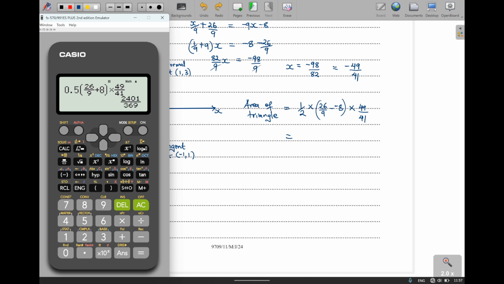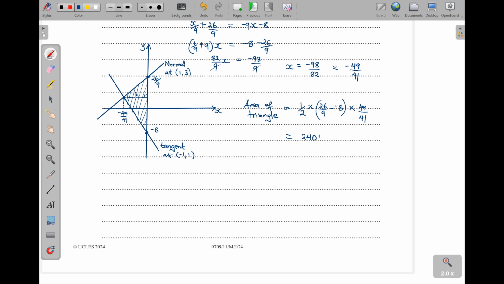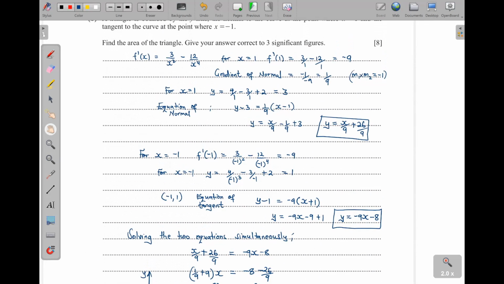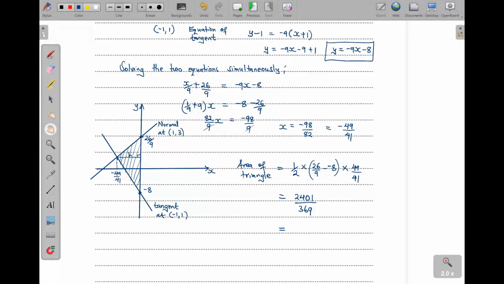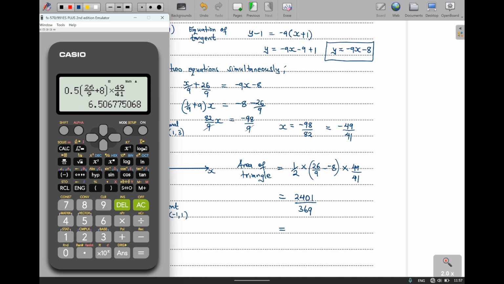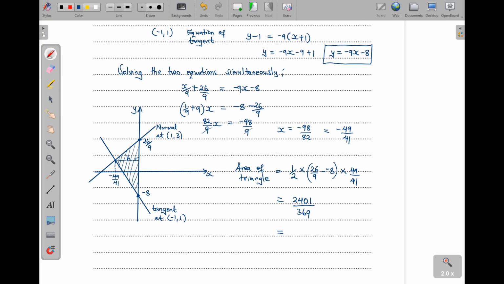Okay, we have 2401 out of 369. Then since they told us to give our answer to 3 significant figures, what will this one give us? To 3 significant figures, that will be 6.51. Don't put here centimeters squared, because the units they used here, you don't know them. What is sketched there is just a sketch. You don't know that it was done in centimeters. So just write that figure there, 6.51.